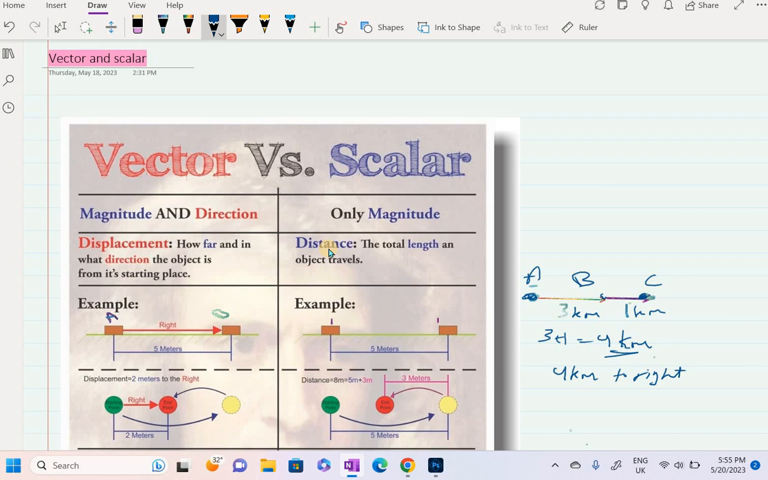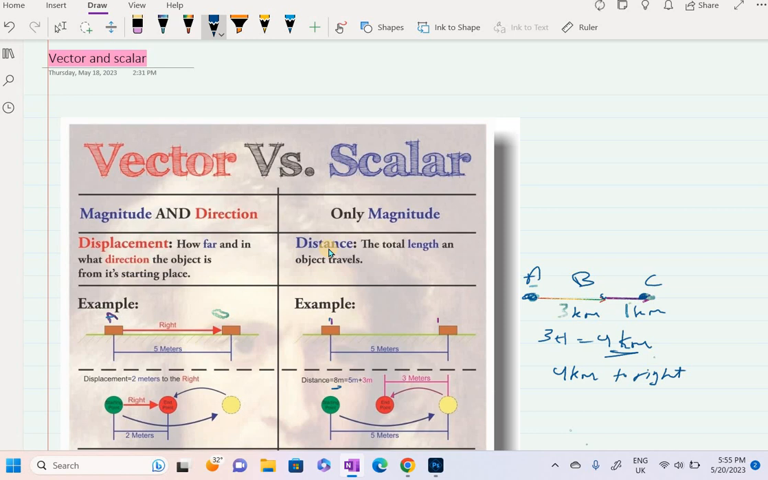Another example about distance and displacement. If you go from here to here, the distance is only 5 meters. Okay. Another example about distance. If we go from the green point till yellow, then from yellow we go to the red. So the distance from green to yellow is 5 meters, plus the distance from yellow to red is 3. So the total is 8, as it's written here, 8 meters.